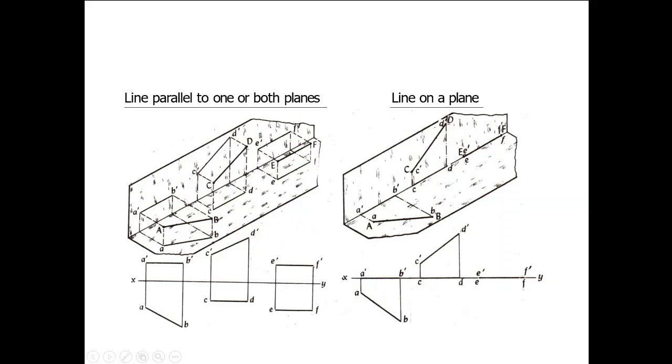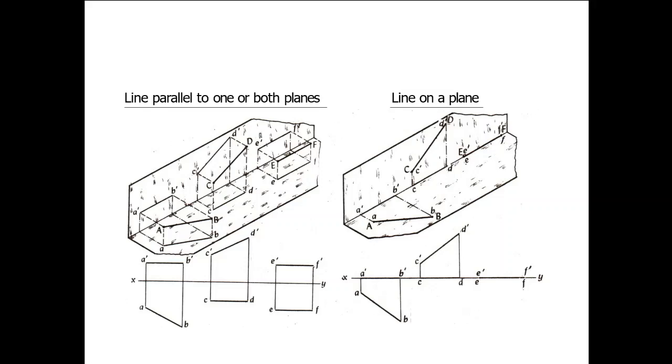As all the lines are in the first quadrant, the front view will be above the XY line and the top view will be below the XY line. Clear? Now in the second image we can see the lines are on the plane.